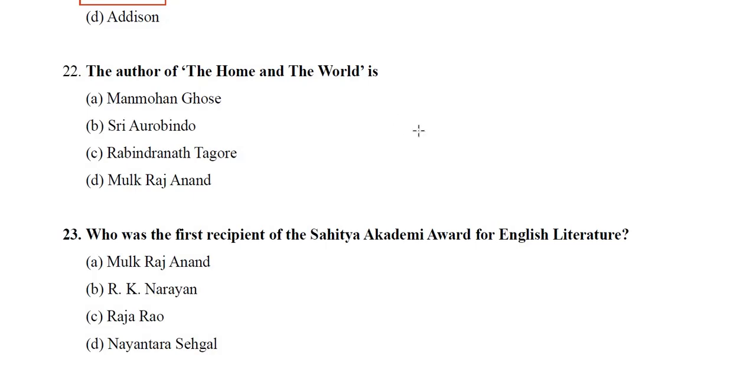Next question, the author of The Home and the World is Manmohan Ghosh, Sri Aurobindo, Rabindranath Tagore, or Mulk Raj Anand. So as I told you already, there is much emphasis on Indian writing. This is actually good that they are focusing on our tradition, our literature, and we should know about our Indian literature, whether classical literature, Sanskrit literature, or Indian English literature, or the vernacular literatures, all those literatures in the indigenous languages, Bengali, Oriya, Tamil, Telugu, Kannada, Hindi, translated in English. We should know all about this also.